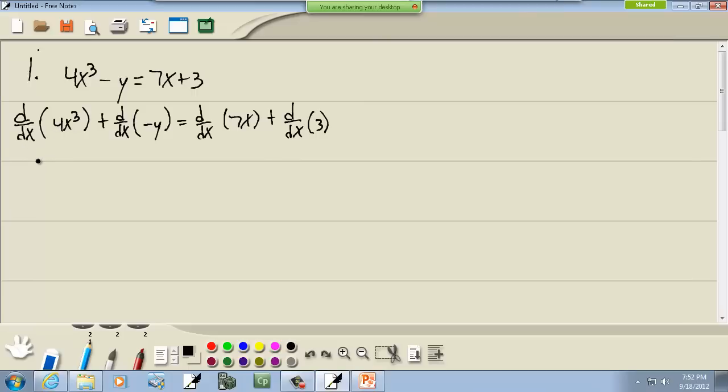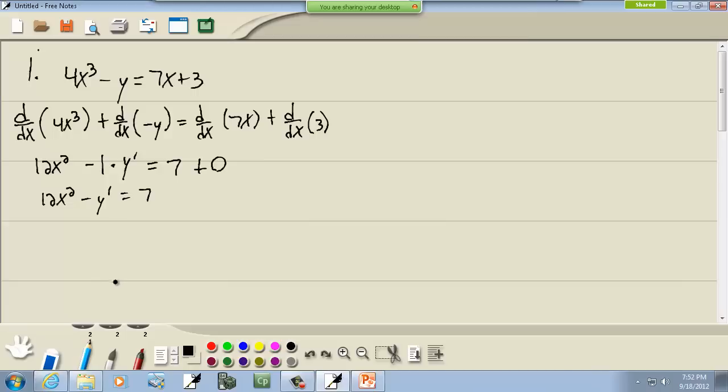Well, the derivative of 4x to the third is 12x squared. Now, here we're taking the derivative with respect to x, but this is really y. So we take the derivative just like normal. The derivative of negative y is negative 1, but since it's y and we're taking the derivative with respect to x, we have to add on a y prime. Now, a lot of books will put dy over dx here. I like to put y prime because it's easier for students to work with. The derivative of 7x is 7, and the derivative of 3 is 0. So that gives us 12x squared minus y prime is equal to 7.